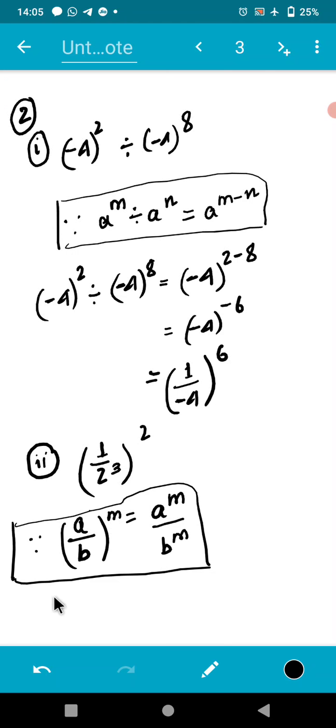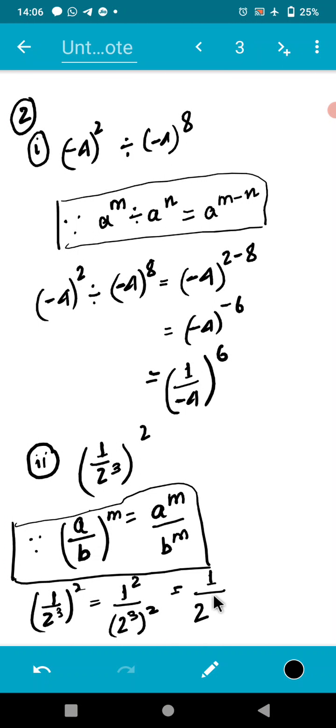So now let's use it. 1 by 2 cube, whole square. Now this square will be shared with both the numerator and the denominator. So 1 square by, the denominator already having some power, so we'll write it in this way. To simplify this denominator, we have to use another law. 1 square is 1, and this time we will multiply the powers, that is 3 into 2. So that will be equal to 1 by 2 to the power 6.